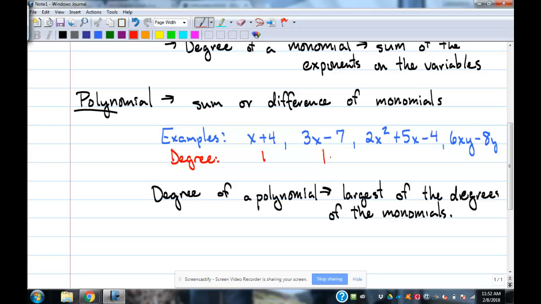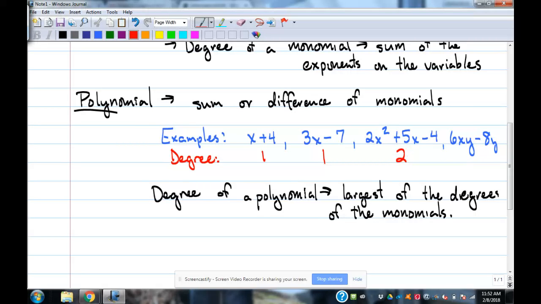Look at this one. What's the degree of the first term? 2, because of the x squared. Then what's the degree of this one? 1. So what's the biggest one? 2. So the degree of that polynomial is 2.